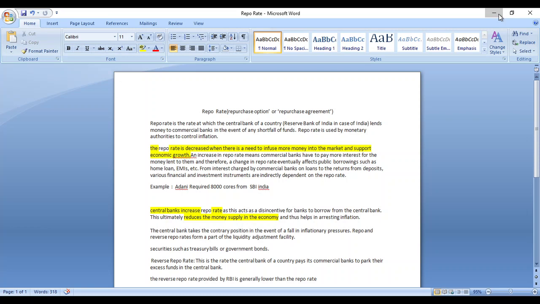What is repo rate? What is reverse repo rate? Why should the repo rate be adjusted by the RBI? How does it help stop inflation, and with monetary policy maintenance and RBI's net income? These are all the concepts I would like to explain in this video.